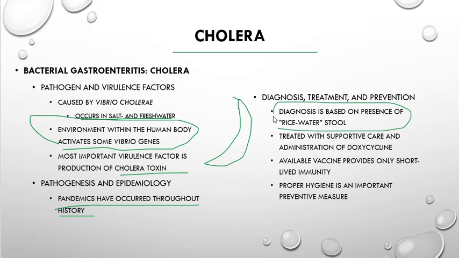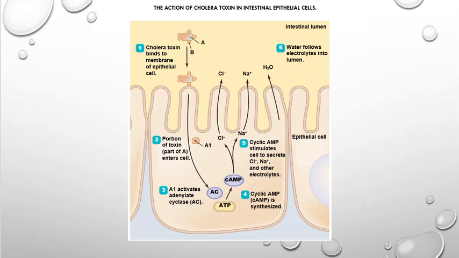Diagnosis: rice-water stool, a grayish-whitish stool is what comes out. Supportive care, doxycycline. There's a vaccine, but it's only short-term. Proper hygiene is the biggest thing. Having a safe water system. Cholera, well, we'll go through it here.